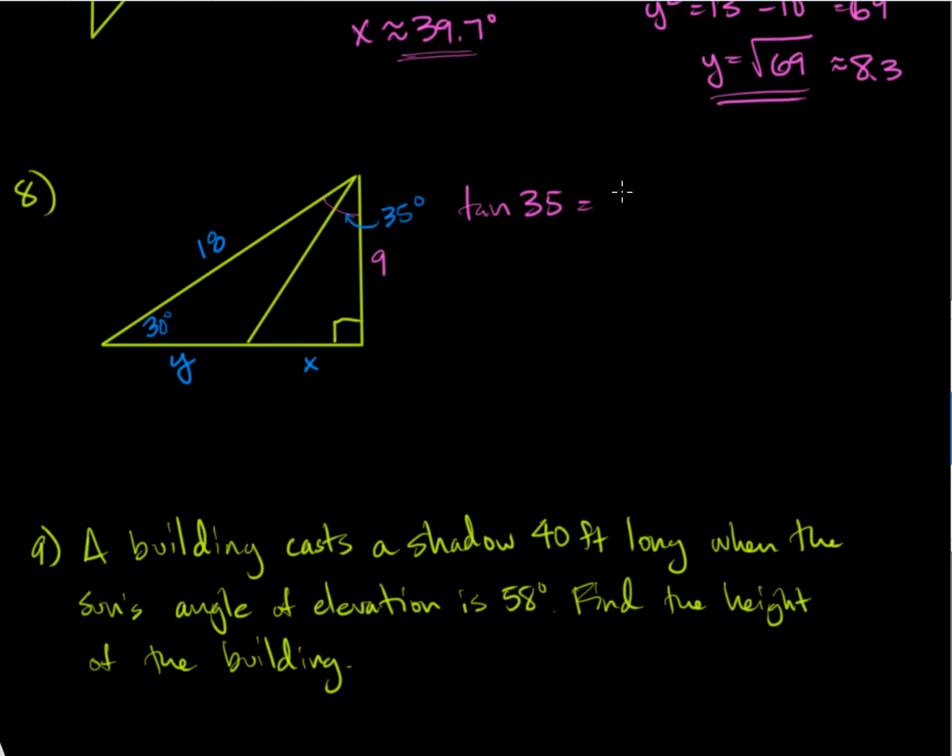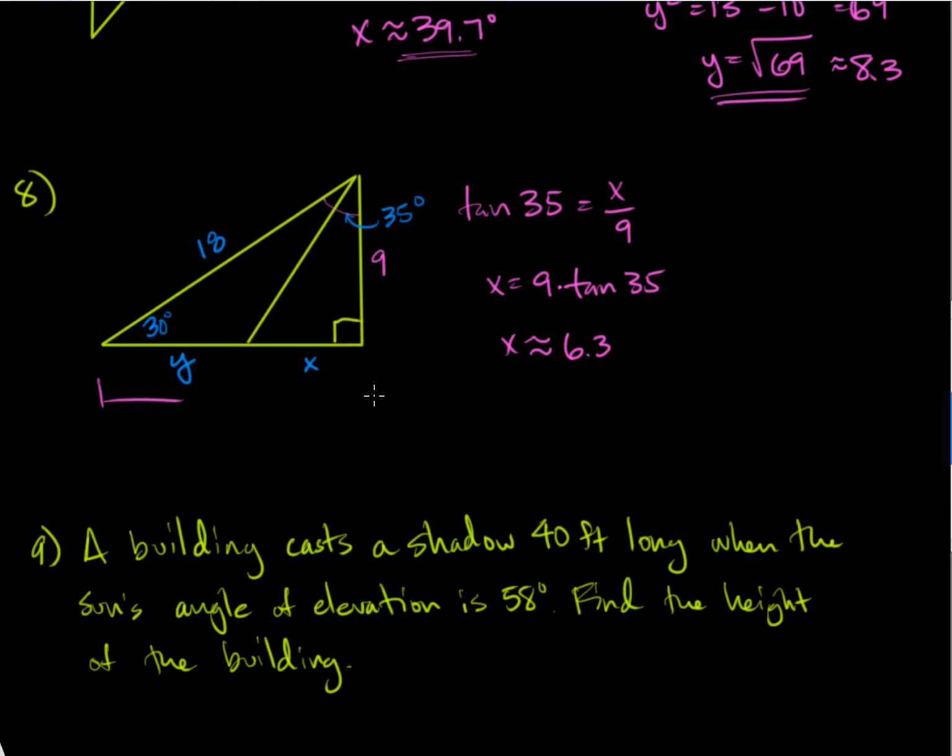Tangent of the 35 would be opposite over adjacent. And now with my variable on top, like I talked about a couple minutes ago, that variable will now just equal 9 times tangent 35. And 9 tangent 35 is about 6.3. So x is about 6.3.